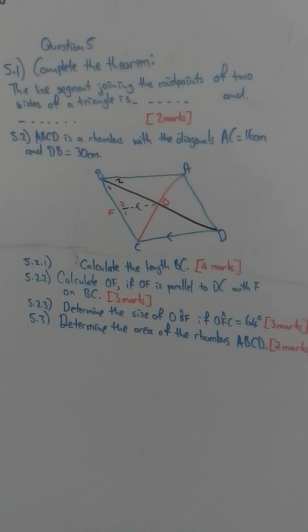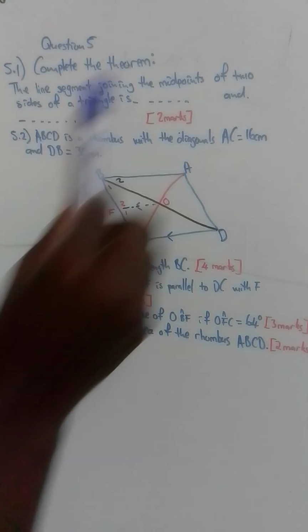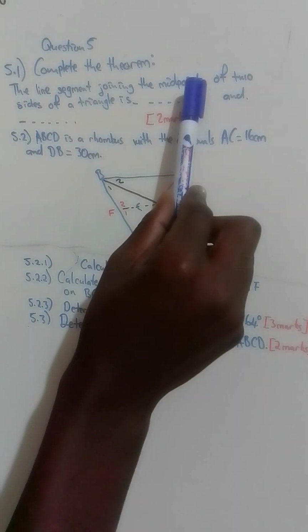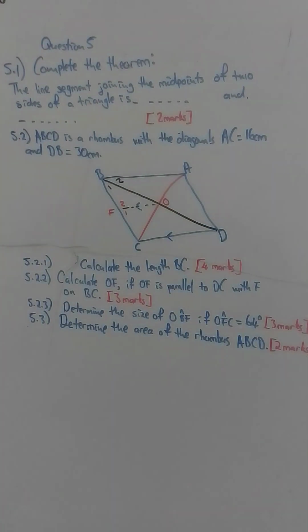All right, welcome back. Here we are dealing with Euclidean Geometry of the Gauteng paper that was written in 2024 June. It says, complete the theorem. The line segment joining midpoints of two sides of a triangle is dash and dash. So what do we know?